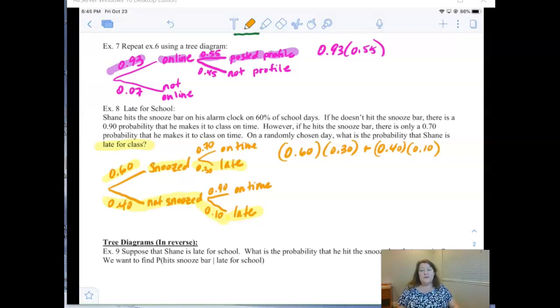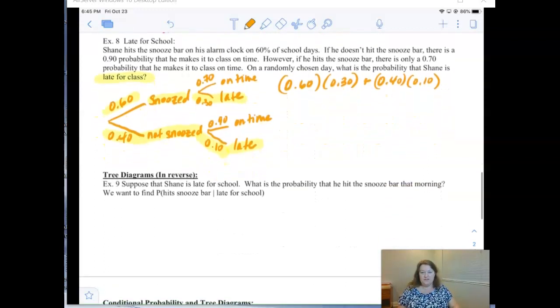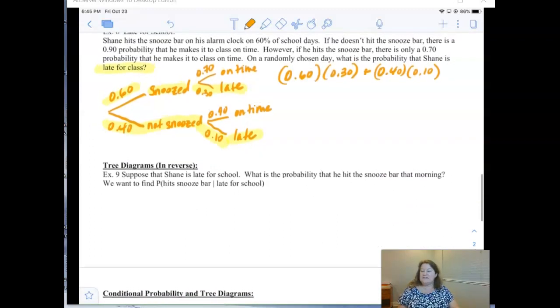All right, one of the most challenging things to do is to work your tree going backwards. So let's show you what that looks like. So we're going to use the same example with Shane being late for school. And it says, suppose that Shane is late for school. So we already know that he's late. What is the probability that he hit the snooze bar that morning? So this is like a given that he's late, right? So the probability is something given that he's late. So sorry, I don't have to write given that, right? Given that he is late.